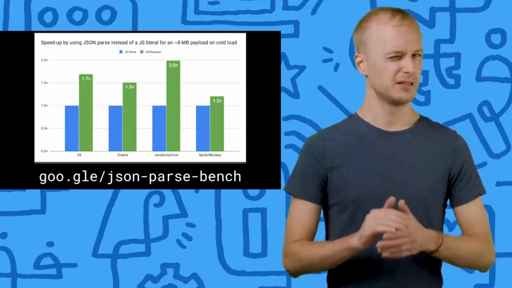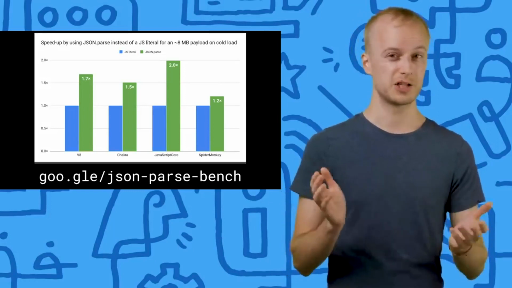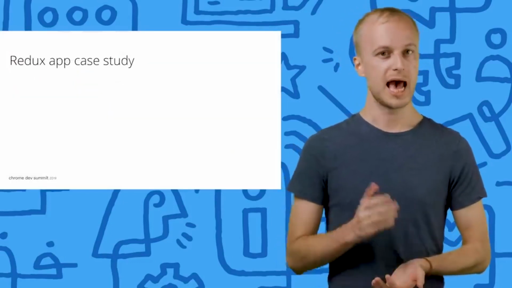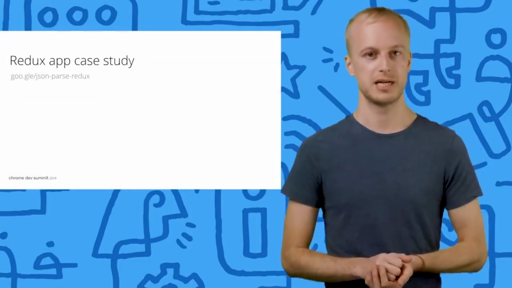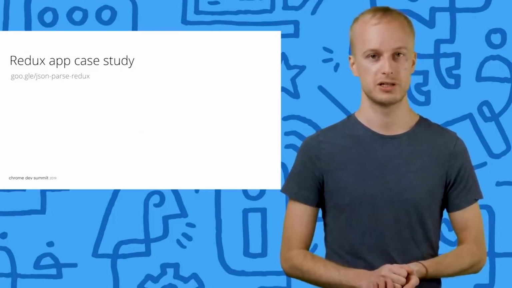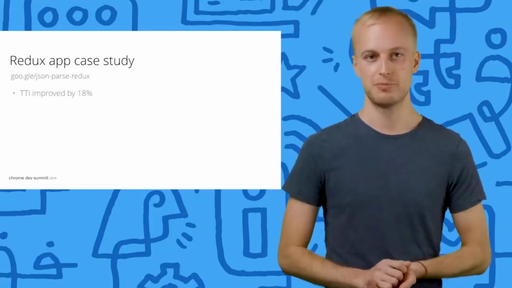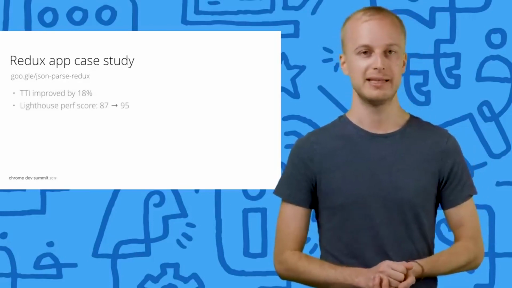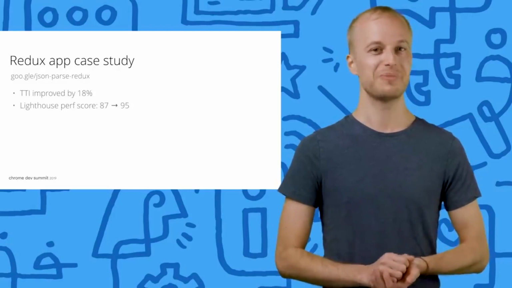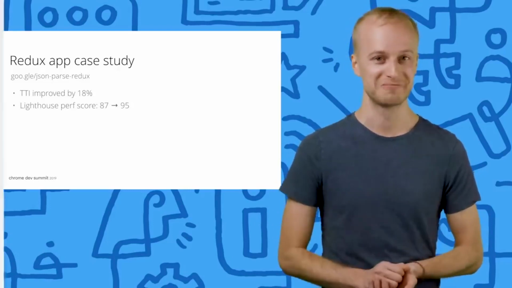Okay, you might say, that's just a synthetic benchmark with a very large payload. How does this affect real-world web apps? Well, Henrik Joreteg applied this optimization to a Redux app he was working on and published a case study about the results. There was an 18% improvement in time to interactive, and the app's Lighthouse performance score went up 8 points as well. That's not bad for applying a single optimization.